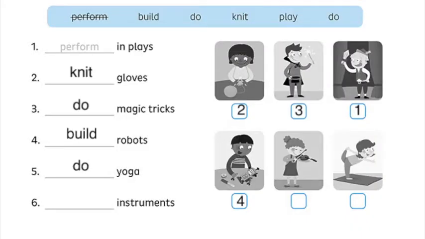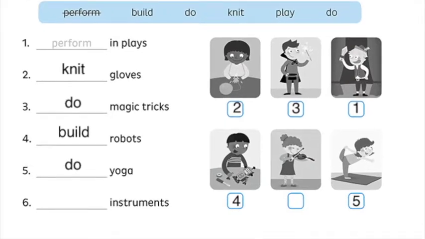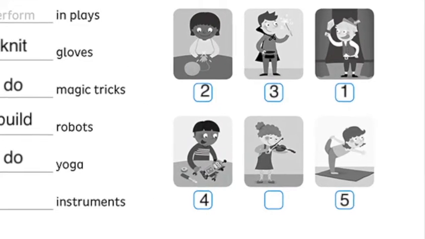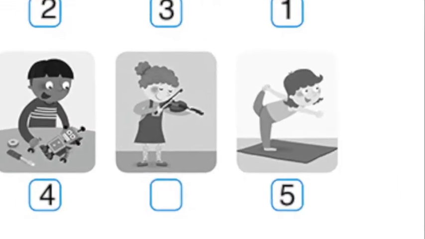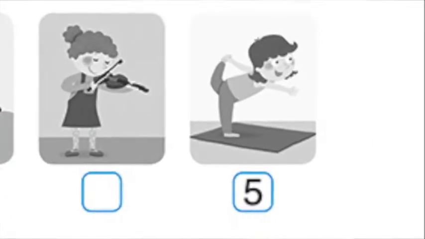Number 5, blank yoga. What do you do with yoga? So number 5, you do yoga. So that's the other do. And number 5 would be this picture here of the girl doing yoga. So you do yoga in the yoga club.